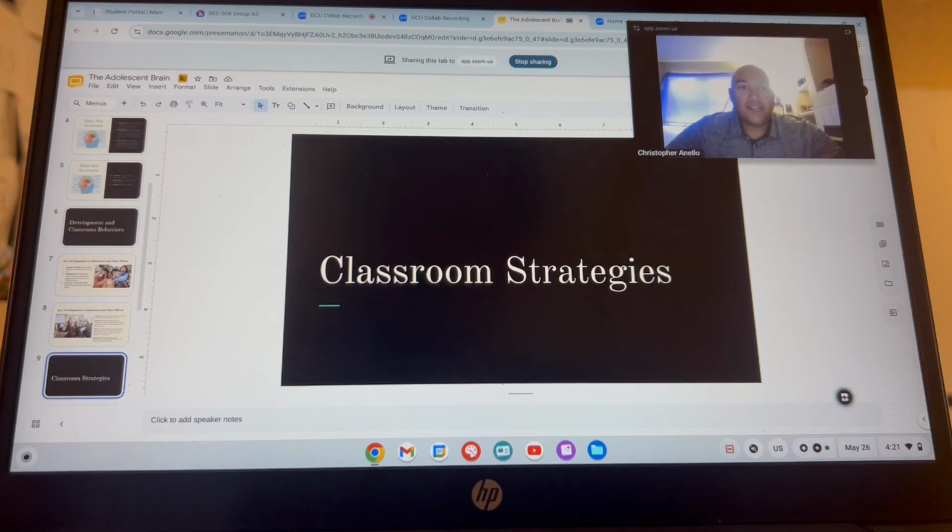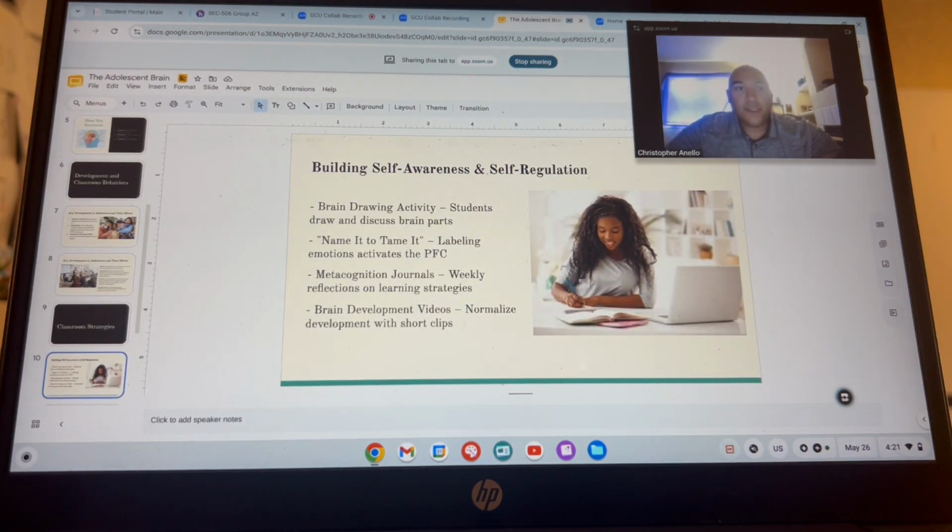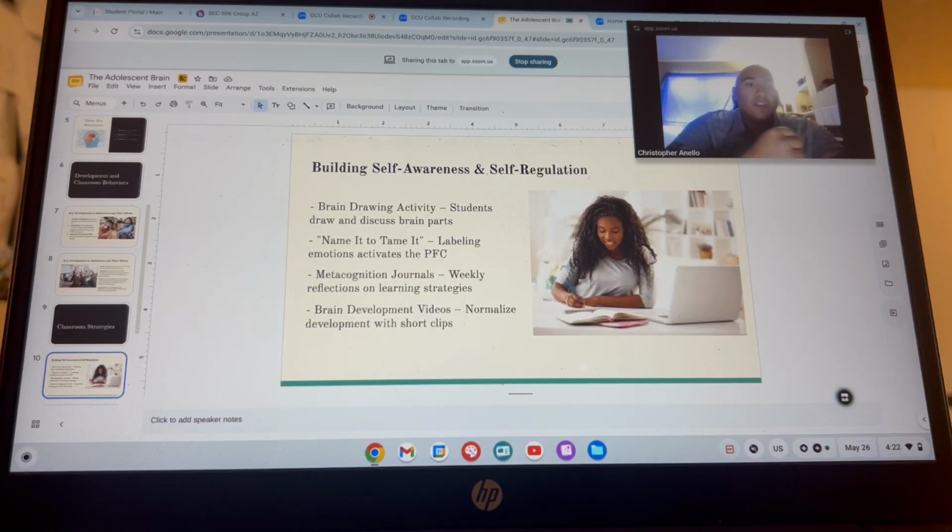Now, when you roll into classroom strategies, how do we apply these? Building self-awareness, self-regulation. You're going to have brain drawing activity. Students can draw and discuss the brain parts, right? Make them more aware of it. They put pen to paper. This is connecting the dots for them, literally. Then you have name it to tame it, labeling emotions, activities, the PFC, prefrontal cortex. You're going to have metacognition journals, weekly reflections on learning strategies.